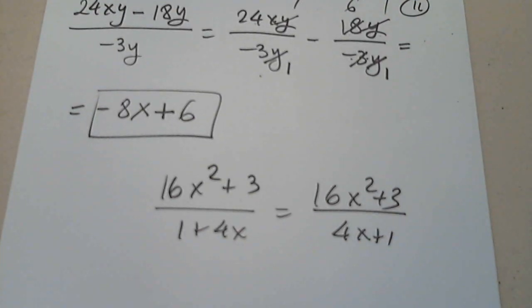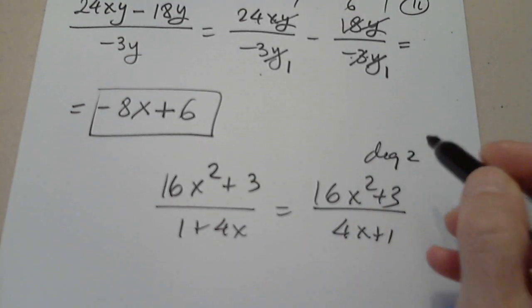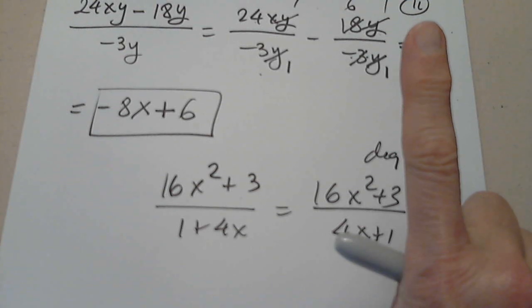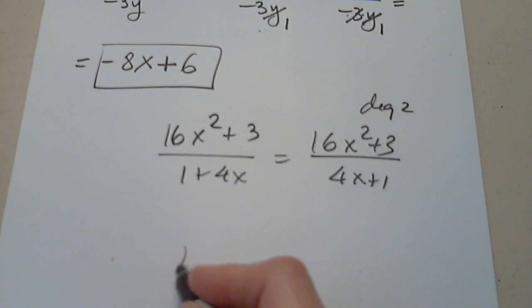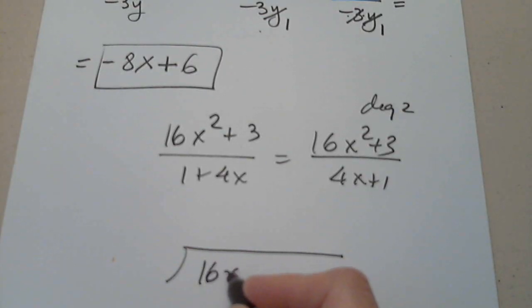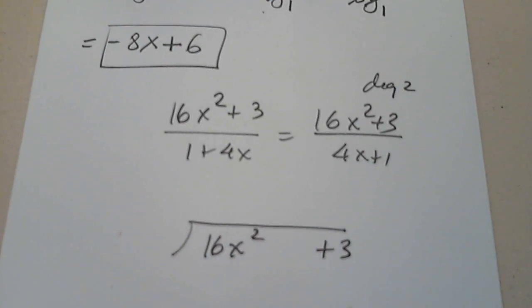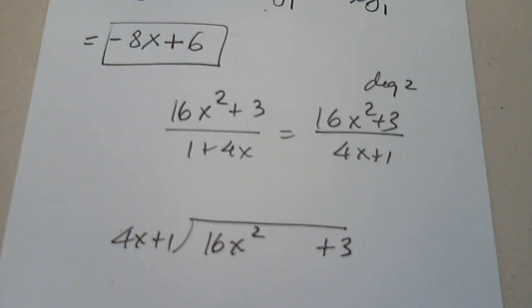And I have to be careful if there is a missing term at the top. And there is a missing term at the top because this is degree 2. So degree 2 is there, but degree 1 is missing. And degree 0 is here. So I have to leave some room. So 16x squared and then plus 3. If I don't need to use it, that's fine. But if I need it, it should be there ahead of time.